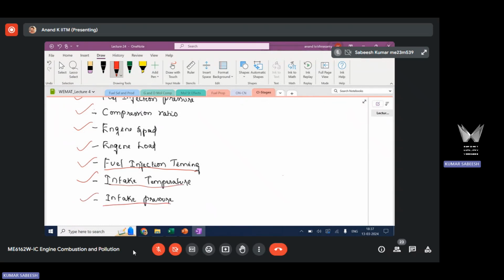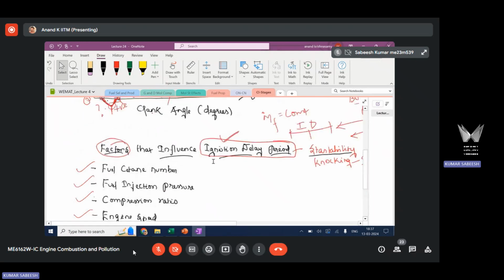Then you have intake pressure. Pressure can be ambient pressure in a naturally aspirated engine. It will be ambient pressure, which is almost constant and very low. If you use a supercharger or a turbocharger, the intake pressure is going to be different. This also affects the ignition delay time.